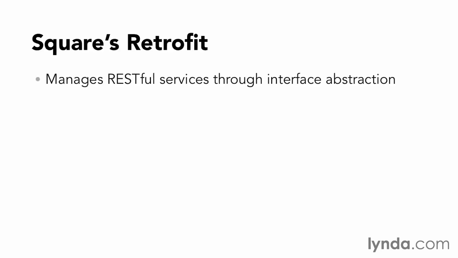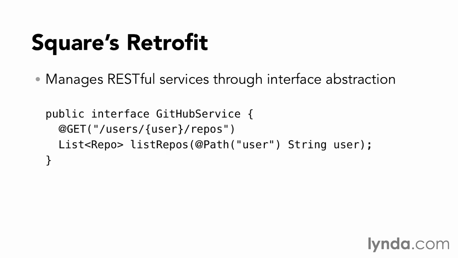And finally, I'll talk about Retrofit, another comprehensive library that manages RESTful services from top to bottom through a coding model known as interface abstraction. With interface abstraction, you create an interface and define your web services using annotations and abstract methods. This is an example of defining an interface for retrieving data from GitHub. Once you've defined the interface, it takes just a few lines of code to make the call over the web and retrieve content.